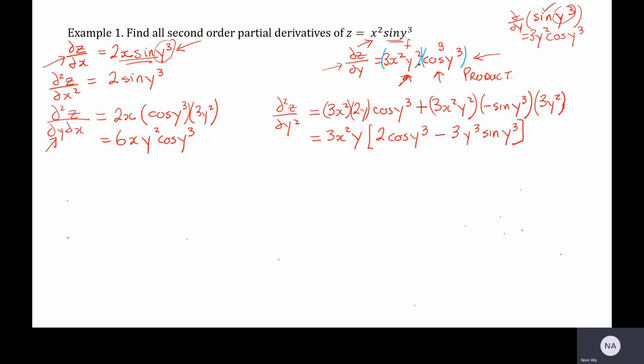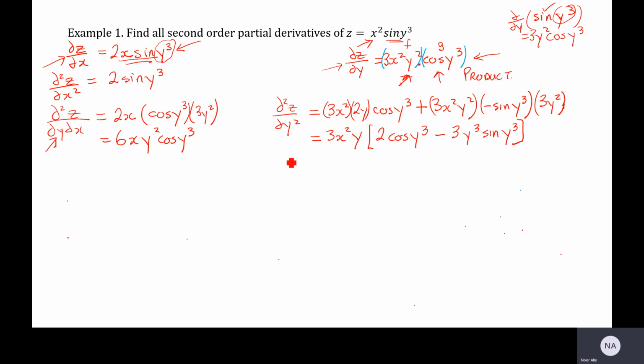There is your second order partial derivative, partial d2z dy squared. Okay, just to double check that, common factor 3x squared y, I'm left with 2 cos y cubed, and here 3x squared y, I'm left with 3 the y cubed sine y cubed.